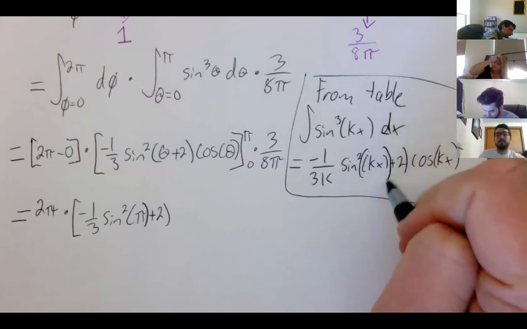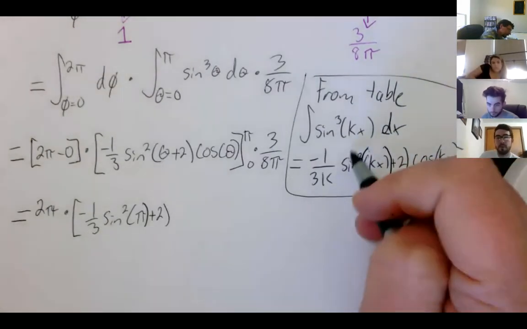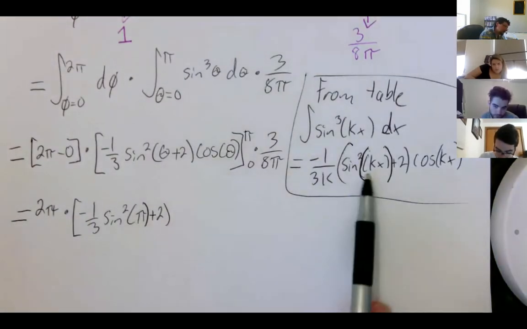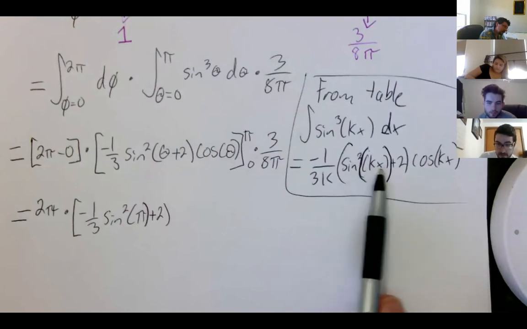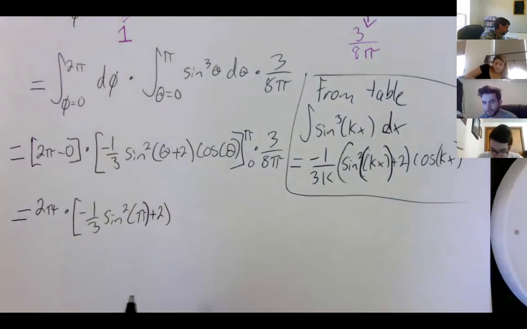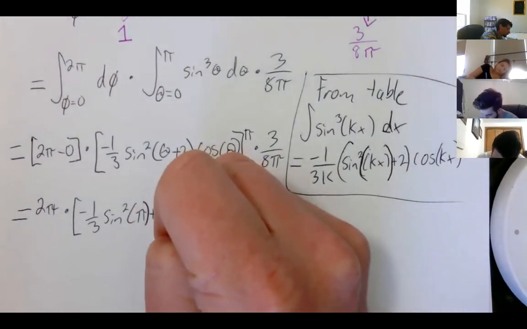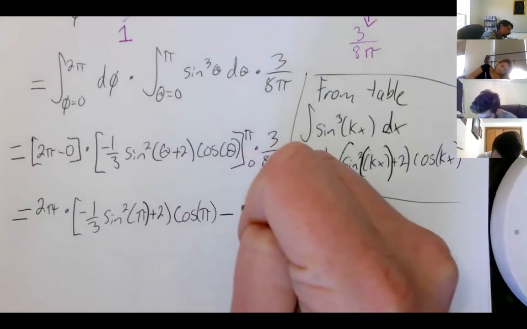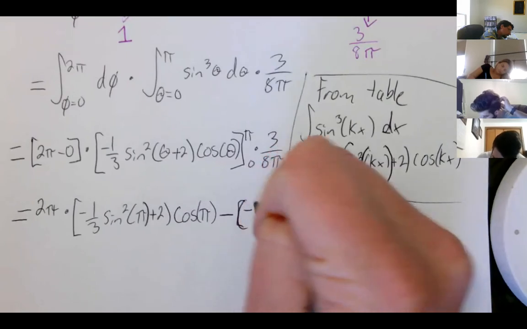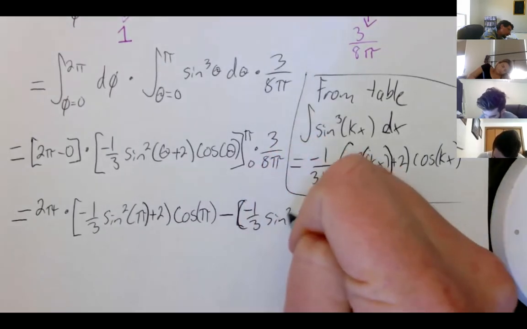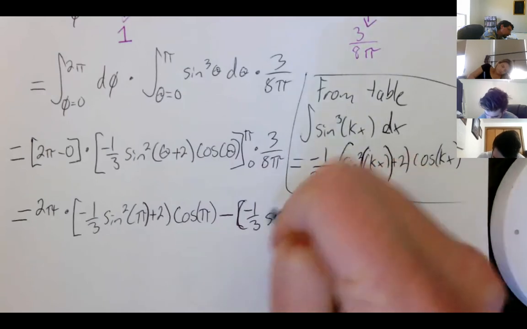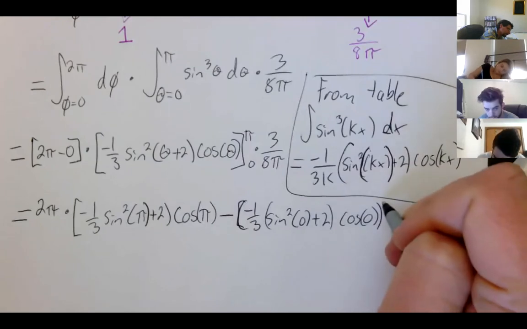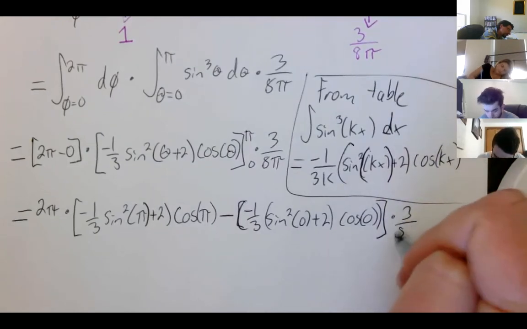There should be another parenthesis there. Sorry. Sine squared. Yep. So you take the sine squared of kx first, then you just add kx, not the +2. Okay. Then we got cosine pi minus -1/3 sine squared 0 plus 2 times cosine 0 times 3/8 pi.